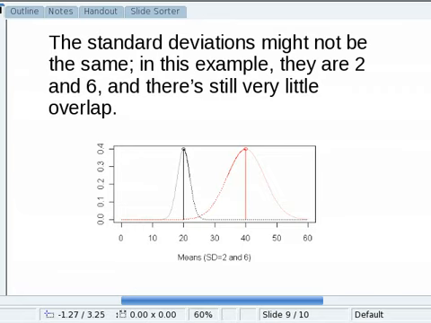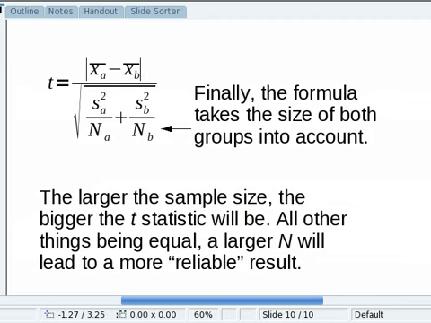And finally, the formula takes the size of both groups into account. Again, the larger the sample size, the bigger the t-statistic is going to be. Because all other things being equal, a larger n leads us to a more reliable result, and that "reliable" is in quotes because reliability is a mathematical and statistical construct, and I'm using it in the informal, everyday sense of the word.